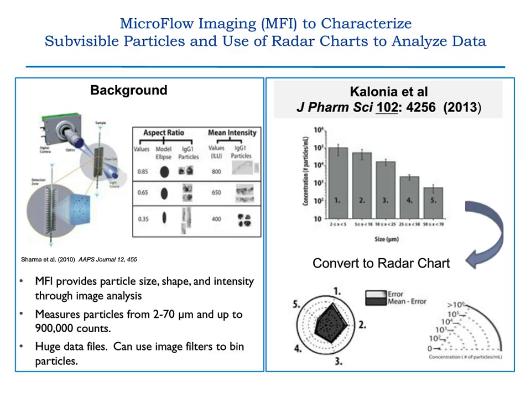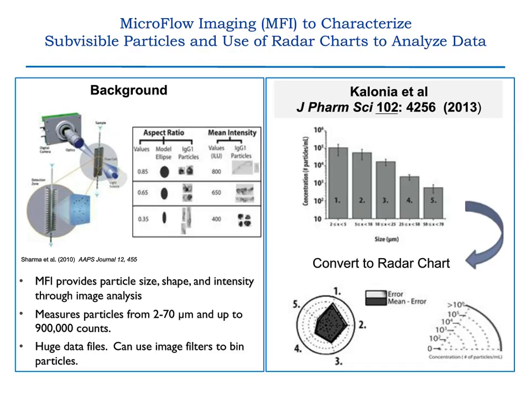And that's shown on the right-hand side where we have concentration of particles on a log scale and different sizes of particles going from 2 to 5 all the way up to 50 to 70 microns. And those are labeled 1, 2, 3, 4, 5. In a radar chart, we take that exact same data but just plot it in a different way.